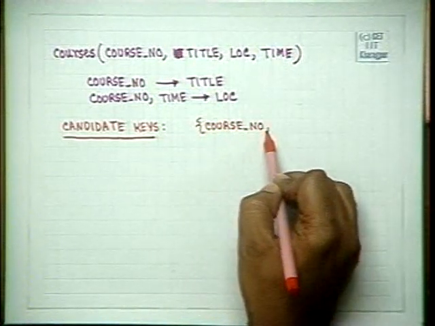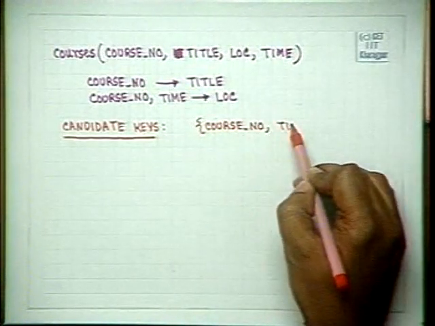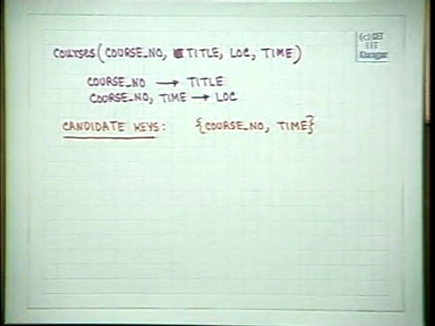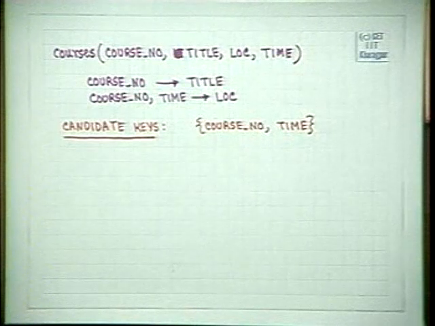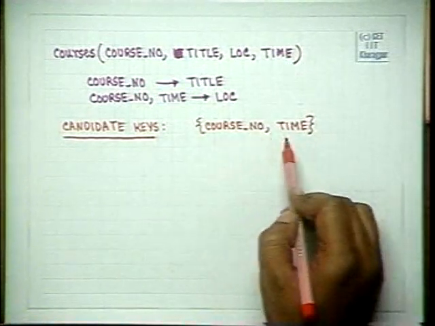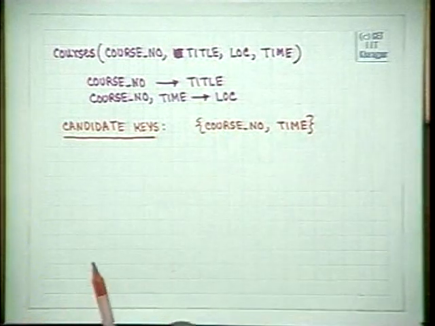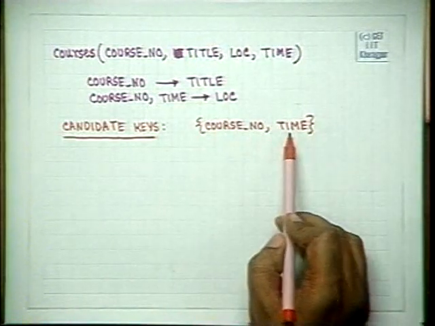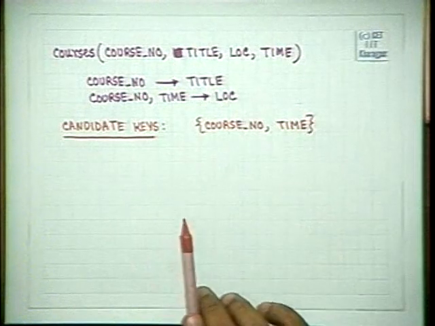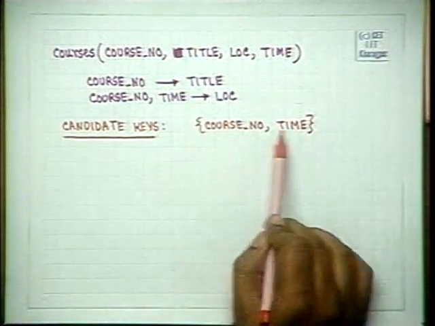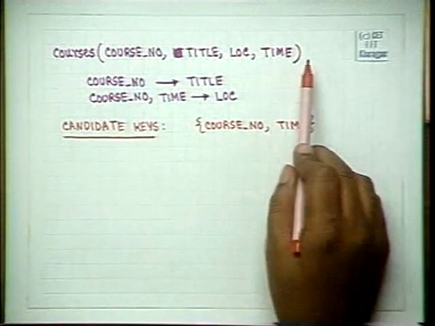Here, course number and time is a candidate key, because if you take course number, time and take the closure of this attribute set, you will get title and location. You will get course number, time, and you will also get title and location. So if you take the closure of this attribute set, you will get all the other attributes.